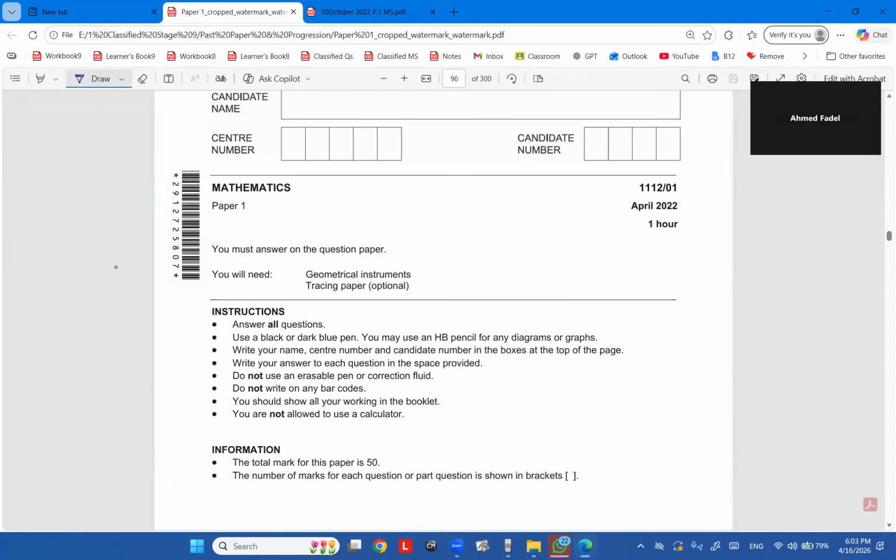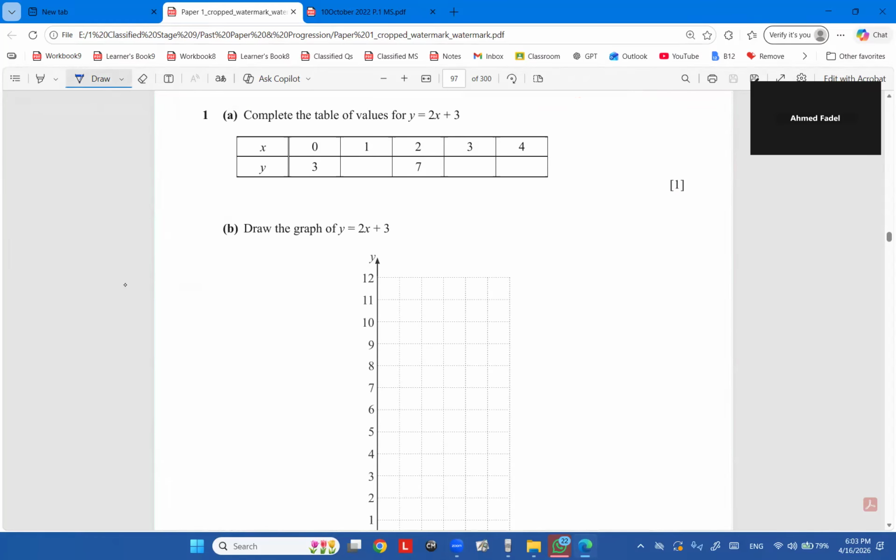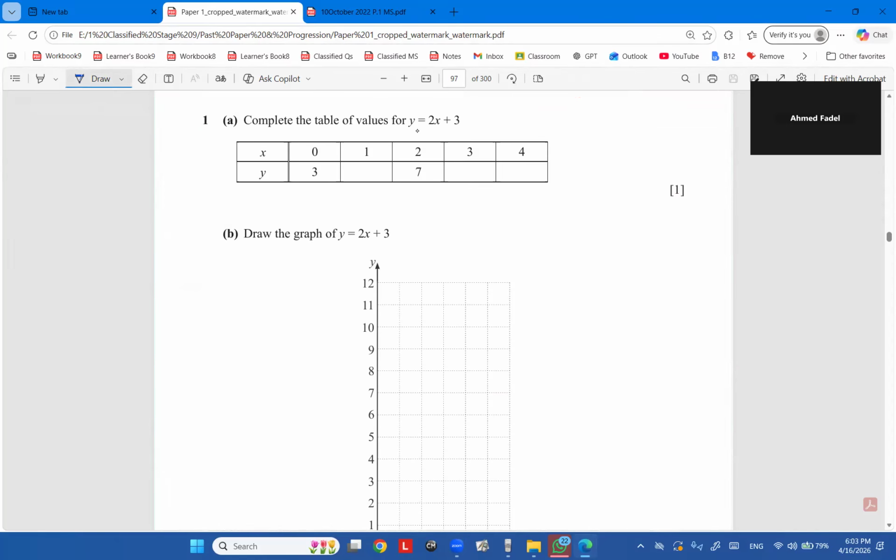So the first question over here says to you, complete the table of values y equals 2x plus 3. So the first one over here is to replace x with 1. So 2 times 1 is 2 plus 3 is going to give you 5. And then 3 times 2 is 6, plus 3 is going to give you 9. And 4 times 2 is 8, 8 plus 3 is going to give you 11.